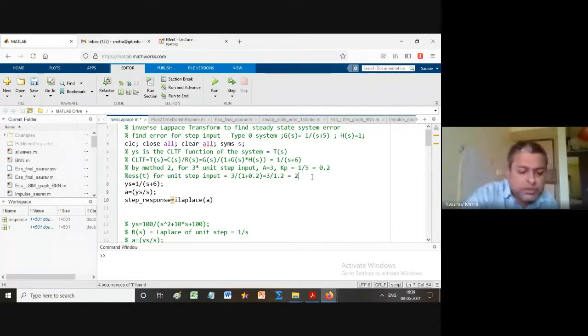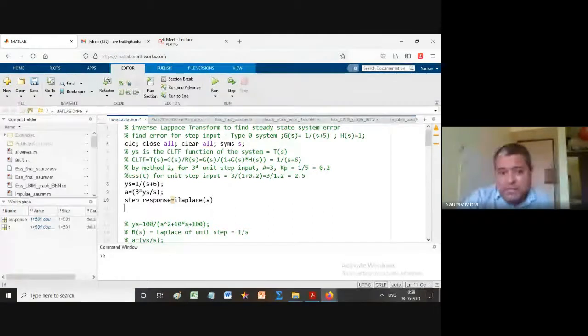So now I'll show this 2.5 difference like this. Where will the change come? The change comes here. So Y is equal to 1 by (s plus 6). Now this will actually be 3 by s, because whenever you do a Laplace transform, unit step gives you 1 by s, but 3 of unit step gives you 3 by s. So whatever Y(s) is there, you have to multiply with 3. So this will be the change.